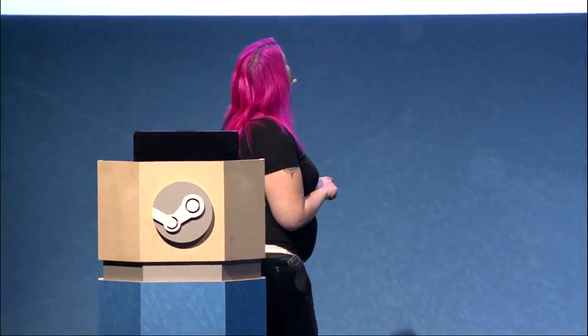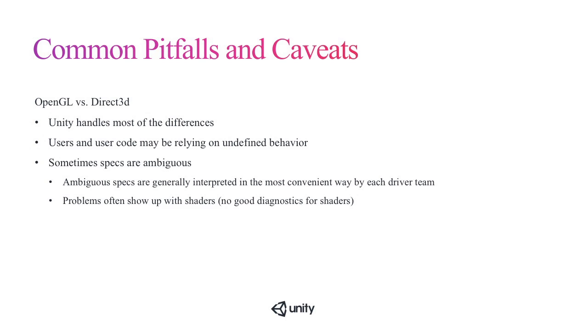Another pitfall and caveat, which I harp on a few times in this talk, is around OpenGL and its comparison to Direct3D. Unity handles most of the differences. That's one of the main points of what we do. But the OpenGL specification is, in some cases, ambiguous, and that tends to be interpreted in different ways by different driver teams.